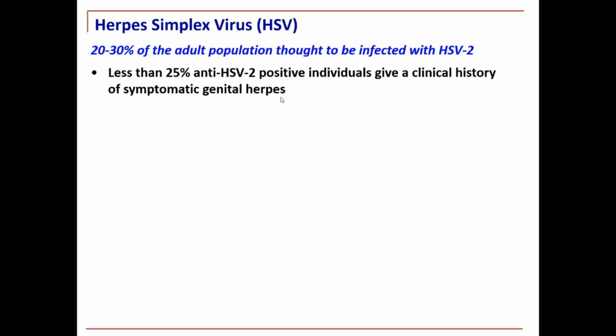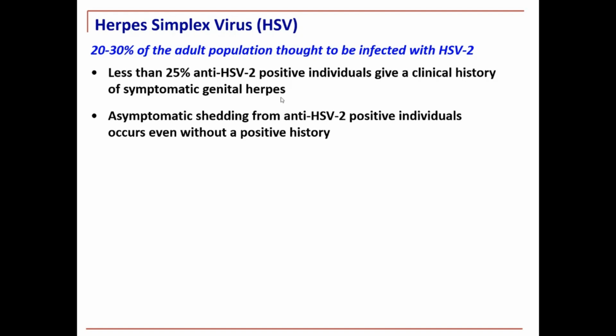It's thought that in developed countries, about 20 or 25% of the adult population are infected with HSV-2. That doesn't mean that they know they have HSV-2, of course, because less than 25% of anti-HSV-2 antibody positive individuals give a clinical history of symptomatic genital herpes. So in other words, less than 25% of people who have genital herpes actually give a history of having had genital herpes. So they just don't know that they have it in most cases.